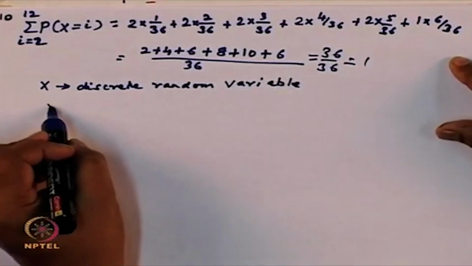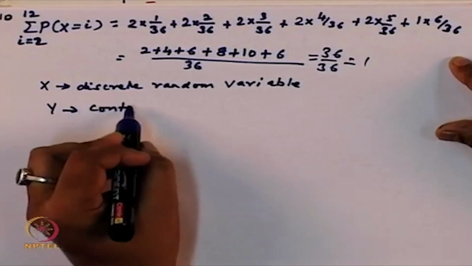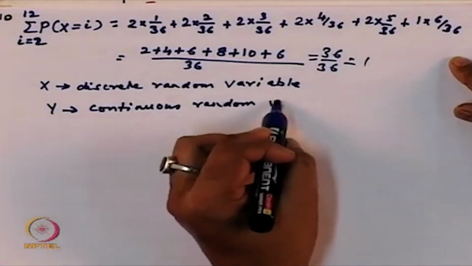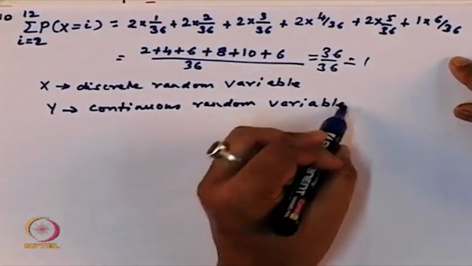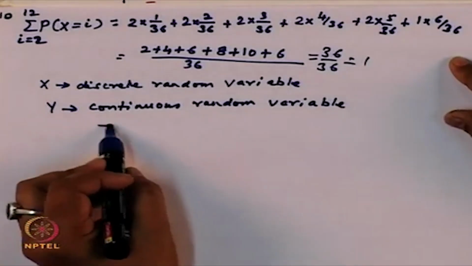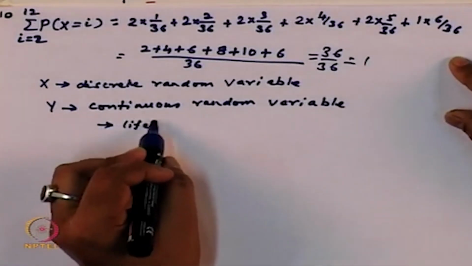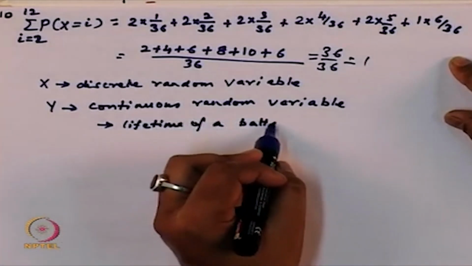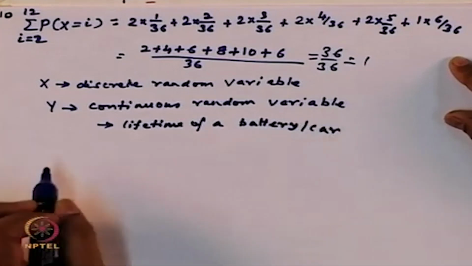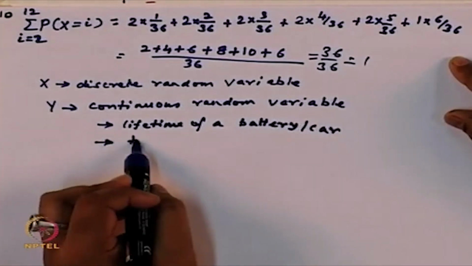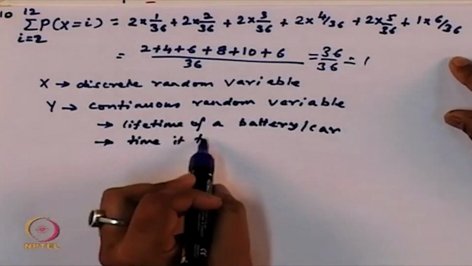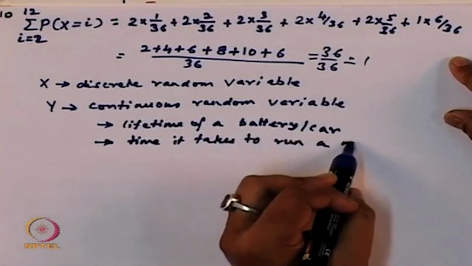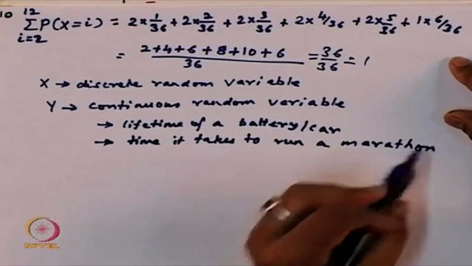I can also think of a continuous random variable, which is nothing but, for example, I can have the lifetime of a battery or car, okay, or the time it takes to run a marathon, and so on and so forth.